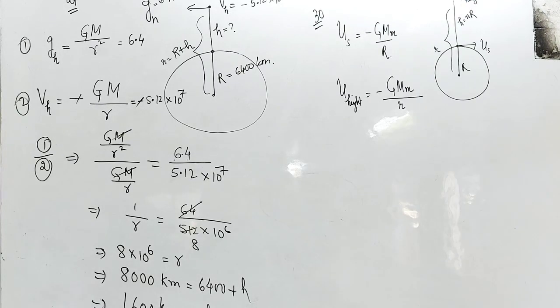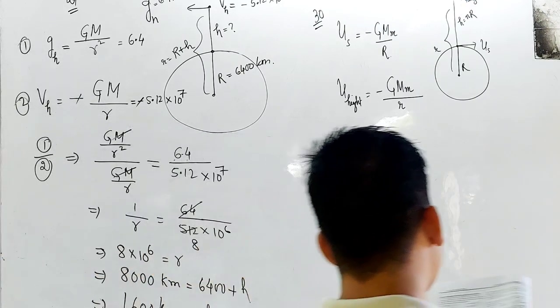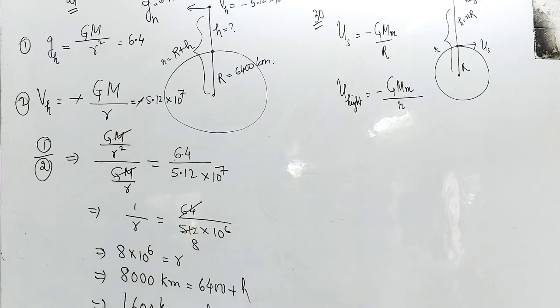My question number 30 is: the change in the potential energy when a body of mass small m is raised to a height nR from the earth surface.